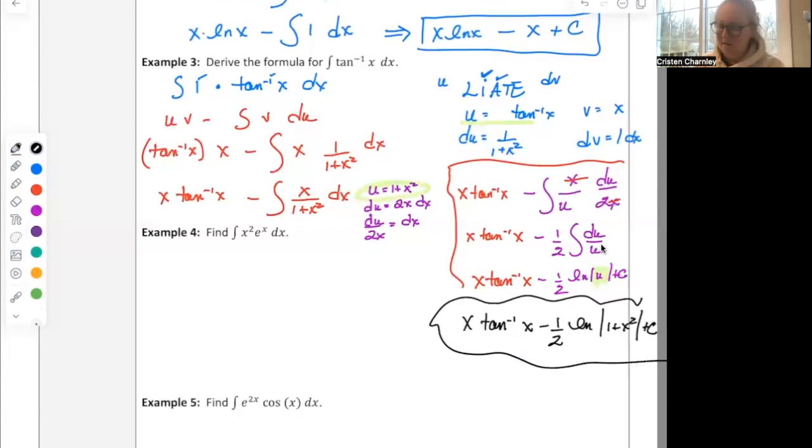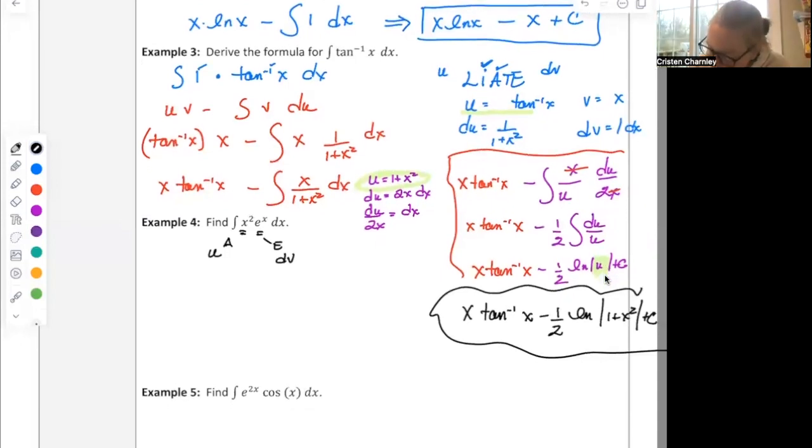Okay, excellent. Number 4, we need integration by parts. So algebraic term, exponential term. I know that the algebraic term is going to be the u and the e is going to be the dv. So for example 4, we've figured out what the u and the dv are. So now we just need to build off of that. So if u is equal to x squared and dv is equal to e to the x, the derivative is going to be 2x. The antiderivative of e to the x is e to the x.